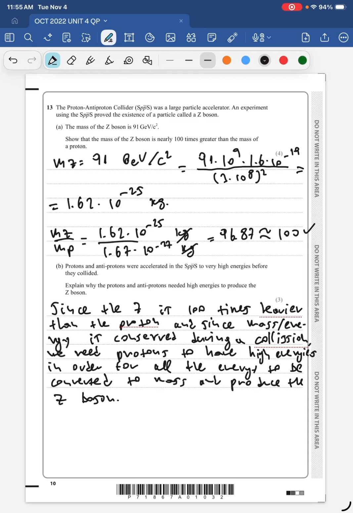So the protons by themselves, like a proton and antiproton, have a mass of 2, say, but we need to produce a mass of 100. So how is this possible? By accelerating the protons to really high energies, therefore we create mass, according to special relativity.